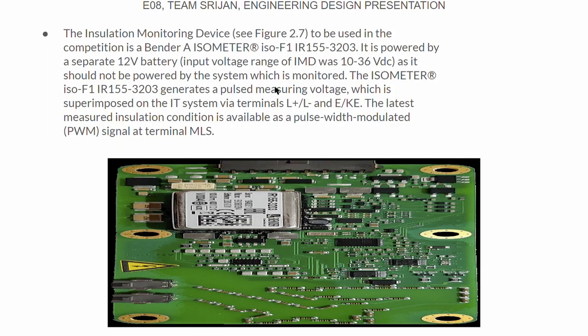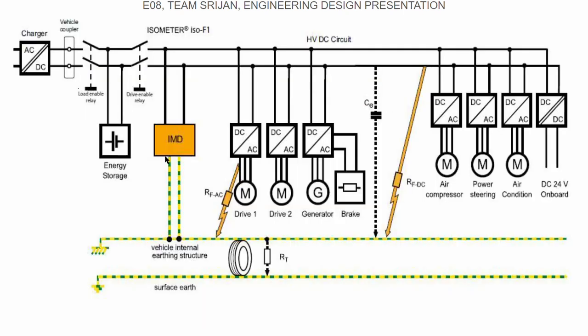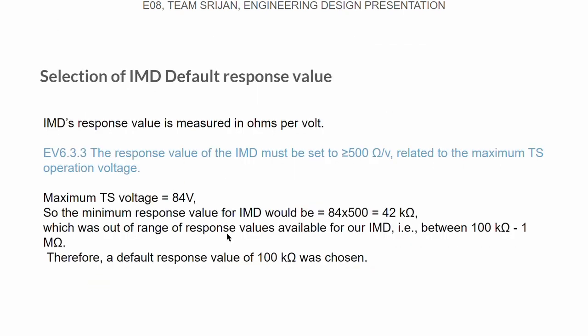Insulation monitoring device. The insulation monitoring device to be used in the competition is a Bender ISOMETER. It is powered by a 12 volt battery, as it should not be powered by the system which it monitors. It monitors the isolation between the tractive system and the low voltage system. You can see this schematic. For calculations, the minimum response value for IMD for our vehicle came out to be 42 kilo ohms. We choose the IMD which is available in the market and has a default response value of 100 kilo ohm.